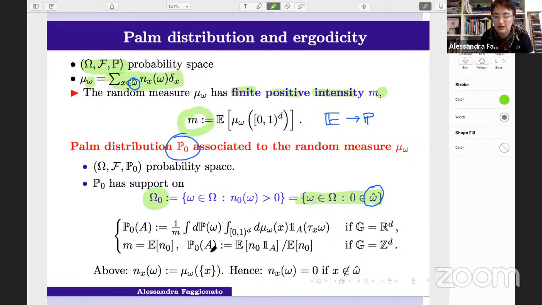And P0, the Palm probability of the event A, is simply this ratio of expectations. Here I have extended the notation. When I write the expectation of N0, I mean that N of x in the environment omega is the mass given by the reversible measure mu omega to the site x. So in particular, this function is 0 if x is not in the support of mu omega.